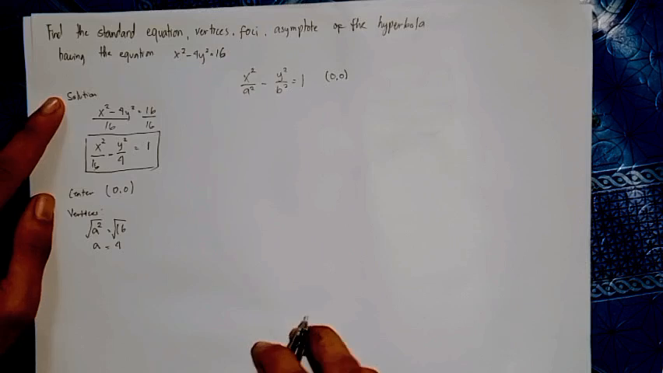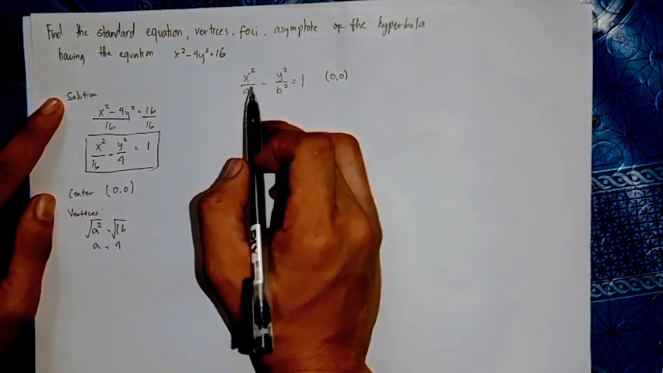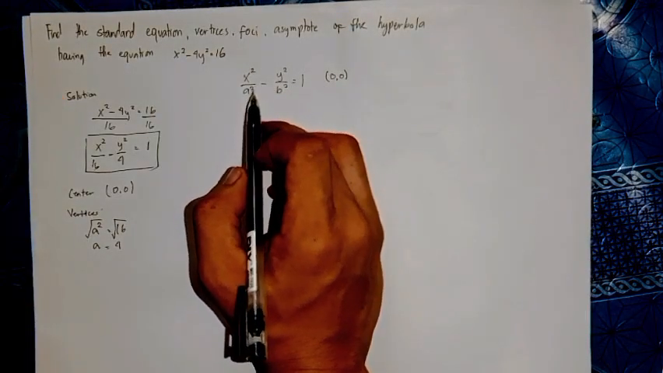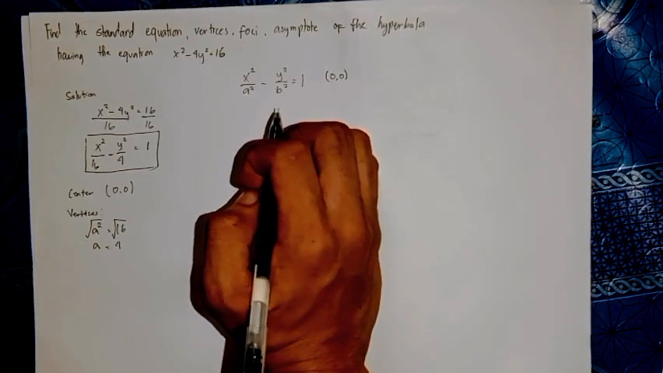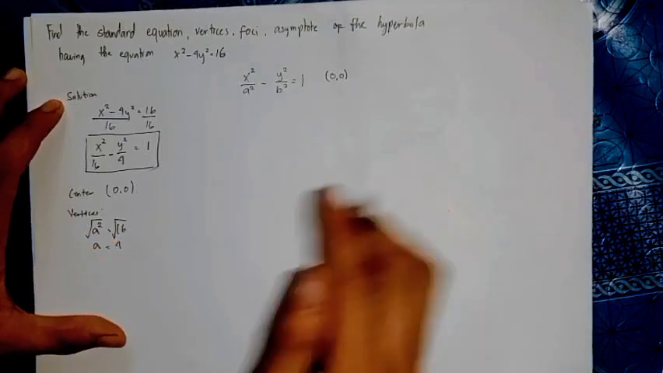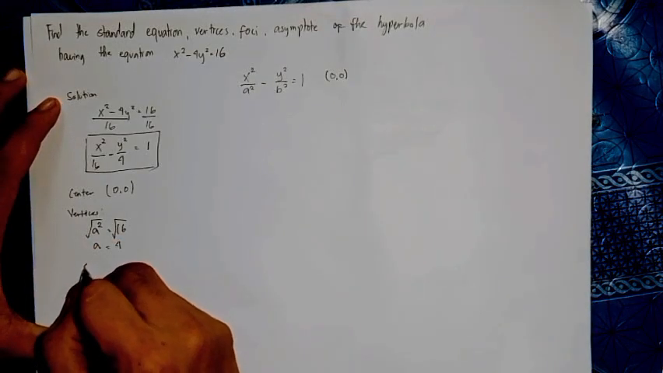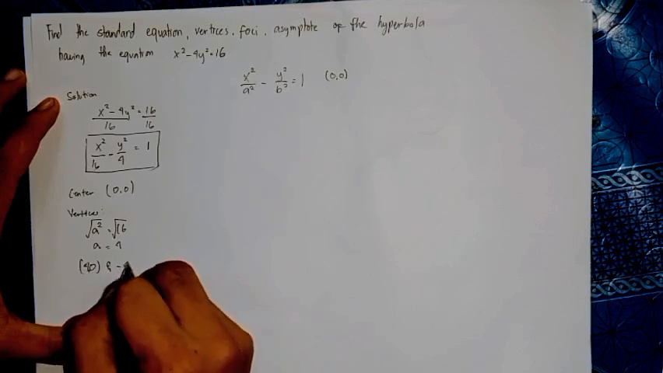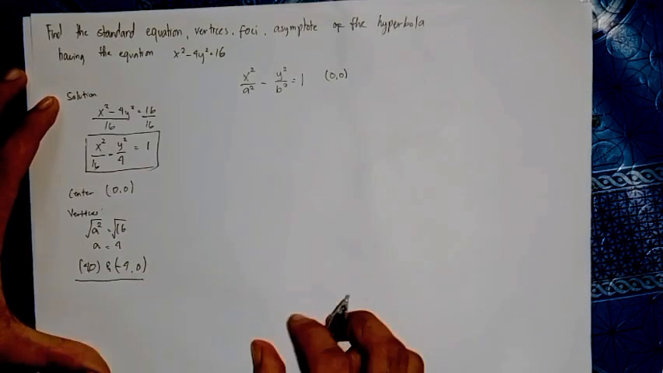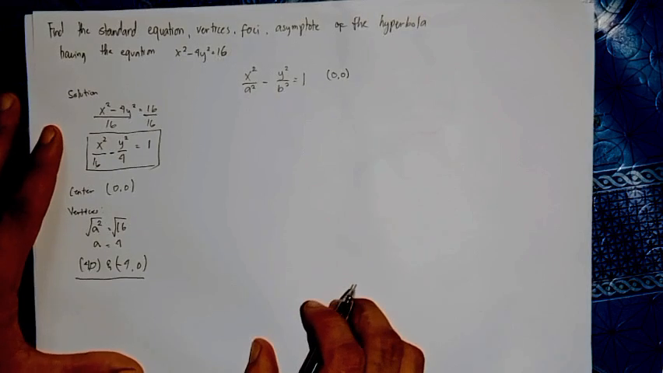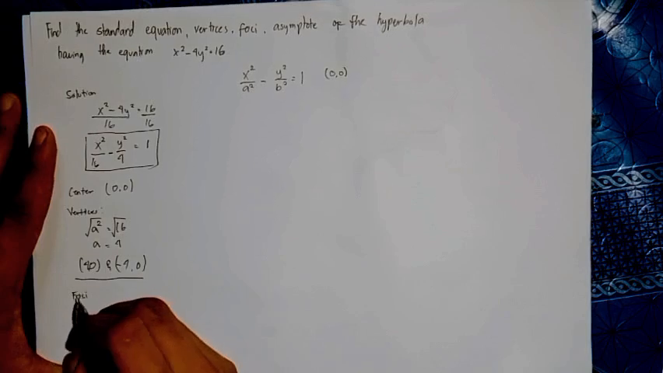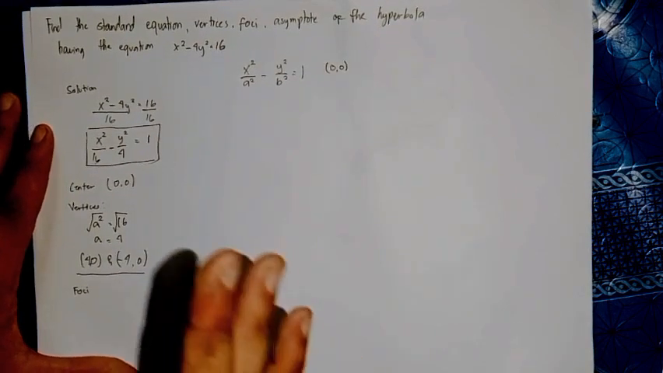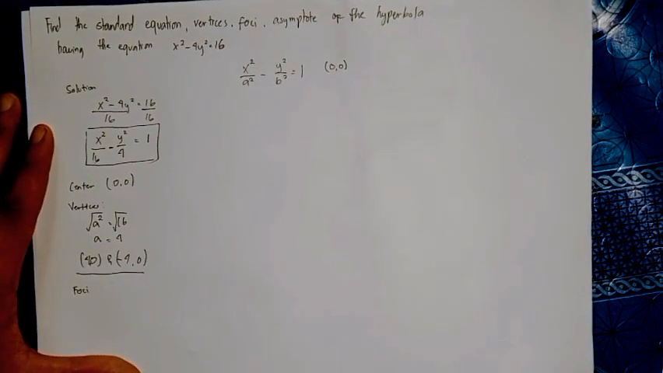Remember that if the x term is first, it opens around the x-axis, so we have a horizontal hyperbola. Therefore, our vertices are 4, 0 and negative 4, 0. Next, we will find the foci. Remember that the distance from the center to the foci is denoted as c.